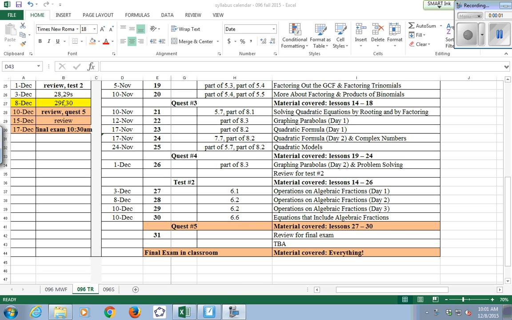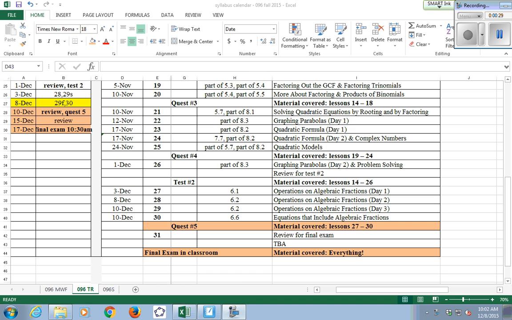So today is our last class of new material. These are our last new material lectures of the semester. On Thursday, we're going to review and take Quest 5. Quest 5 is going to cover classes 27 through 30, so all the stuff that we're going to be dealing with, algebraic fractions.